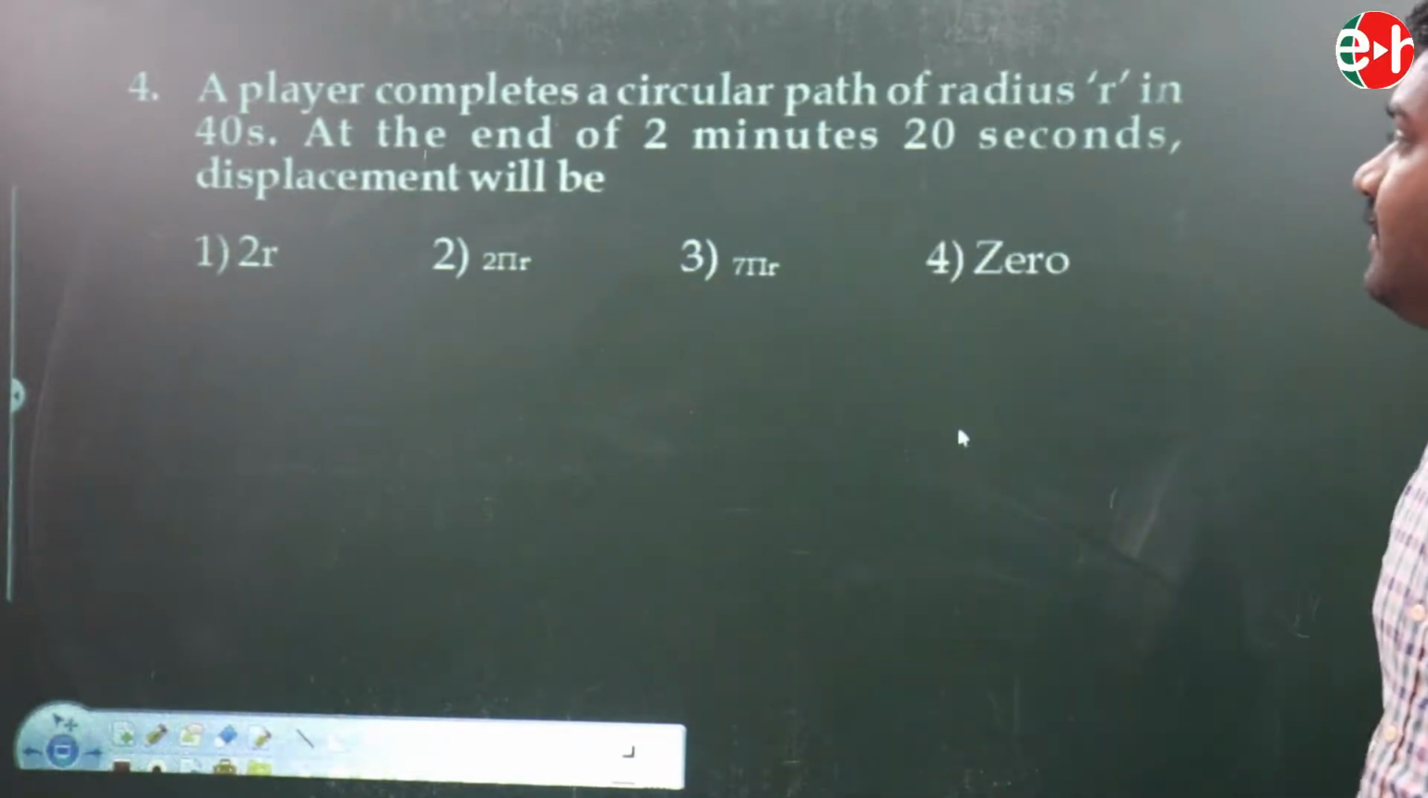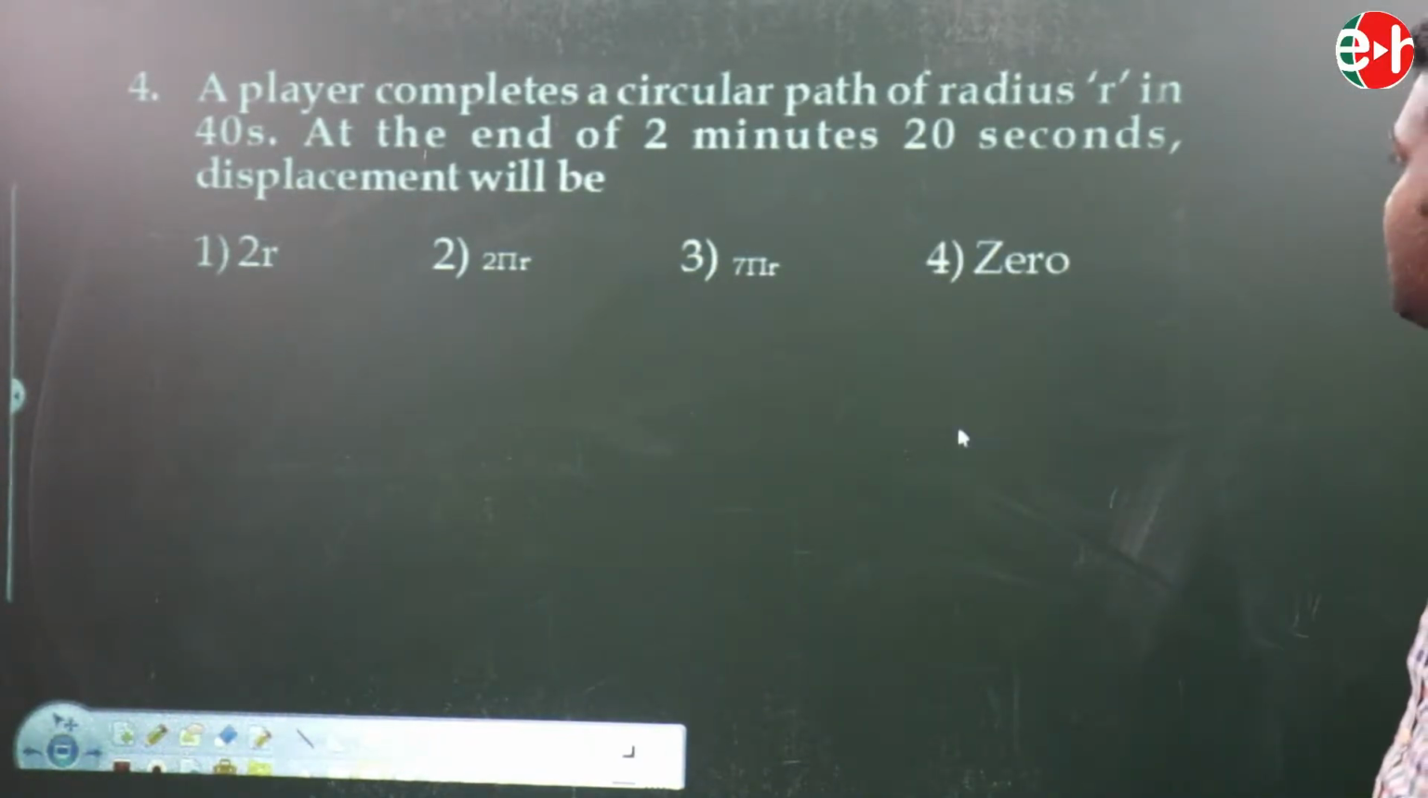See this one. A player completes a circular path of radius R in 40 seconds.